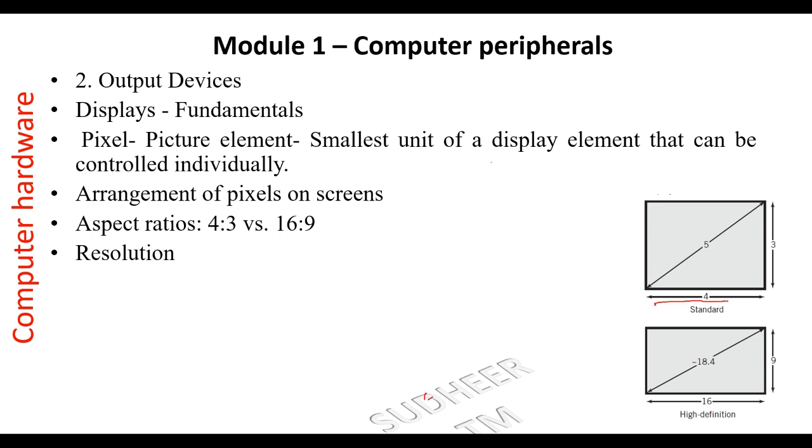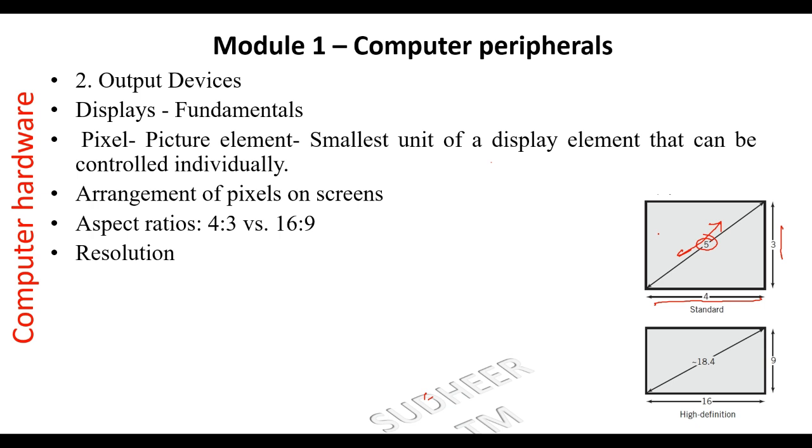Along the length 4 units, along the height 3 units, this is like a right angle triangle: base, height and hypotenuse. So the corresponding hypotenuse is 5. Whenever you mention a 32-inch television or a 40-inch television, what is that? It is actually the diagonal. According to that, you have your height and length.